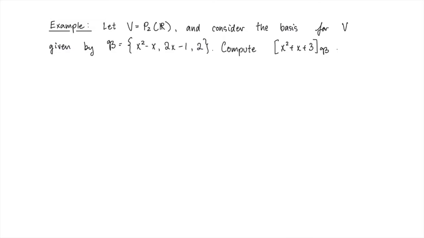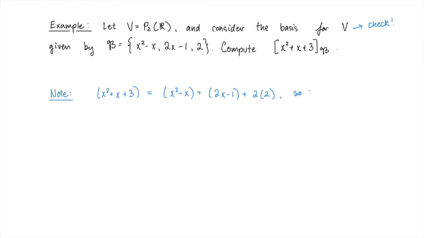Okay, let's look at a quick example. Suppose that V is P2 of R, or in other words, the vector space of polynomials of degree at most 2. Consider the basis B for V given by x squared minus x, 2x minus 1, and the constant polynomial 2. You should check that this is a basis. In this example, we'll compute the B coordinate vector for the polynomial x squared plus x plus 3. If you're following along, pause the video and see if you can do this for yourself.